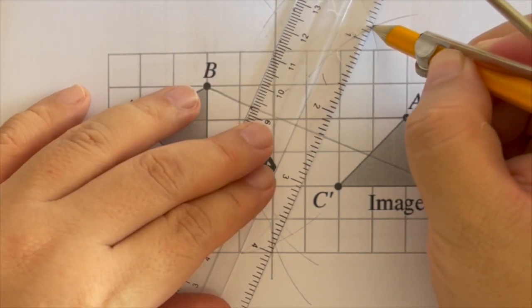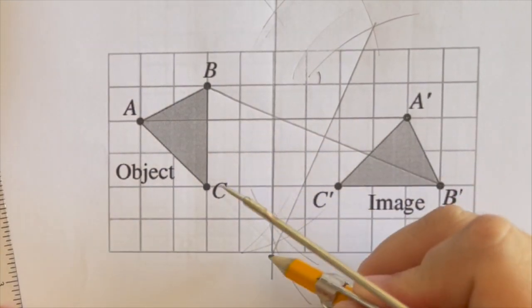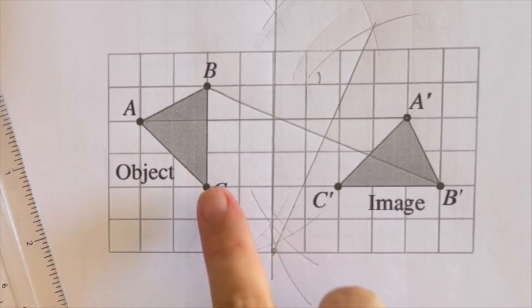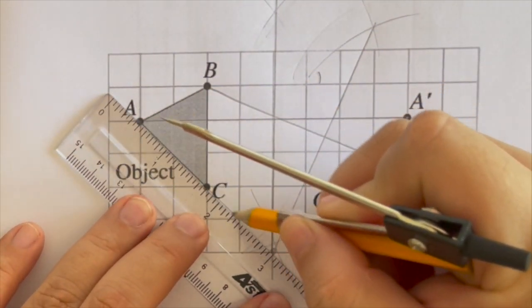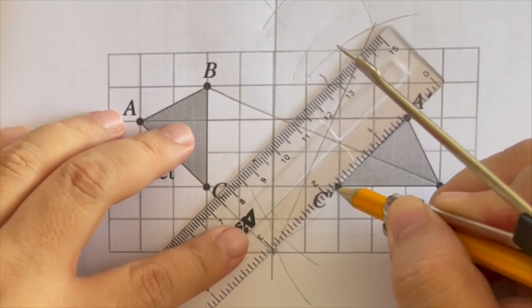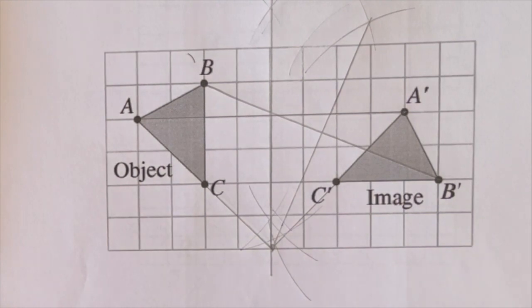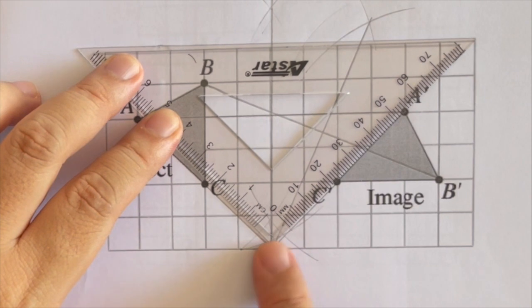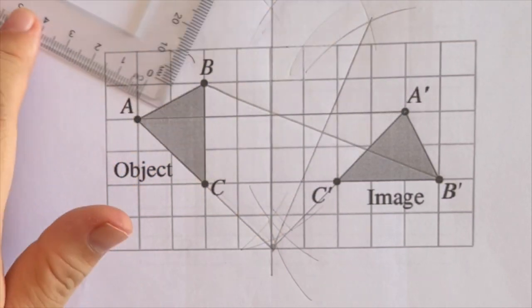Actually you can either choose A prime, B prime or C prime. And then you try to connect C and C prime. So from there you can see it is 90 degrees, and then you can mark the center of rotation where all the lines intersect. So over there you can see that it is 90 degrees.